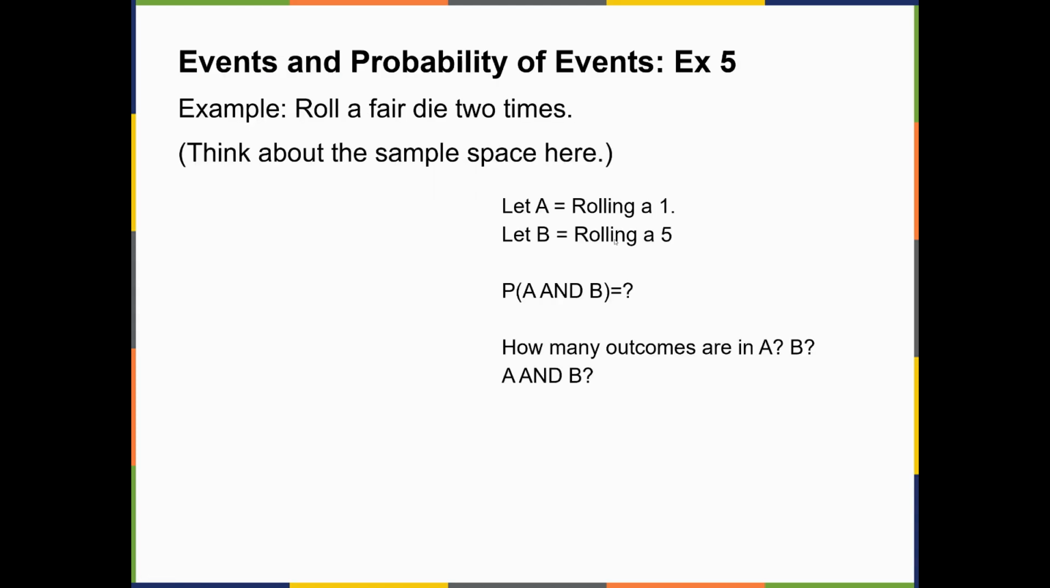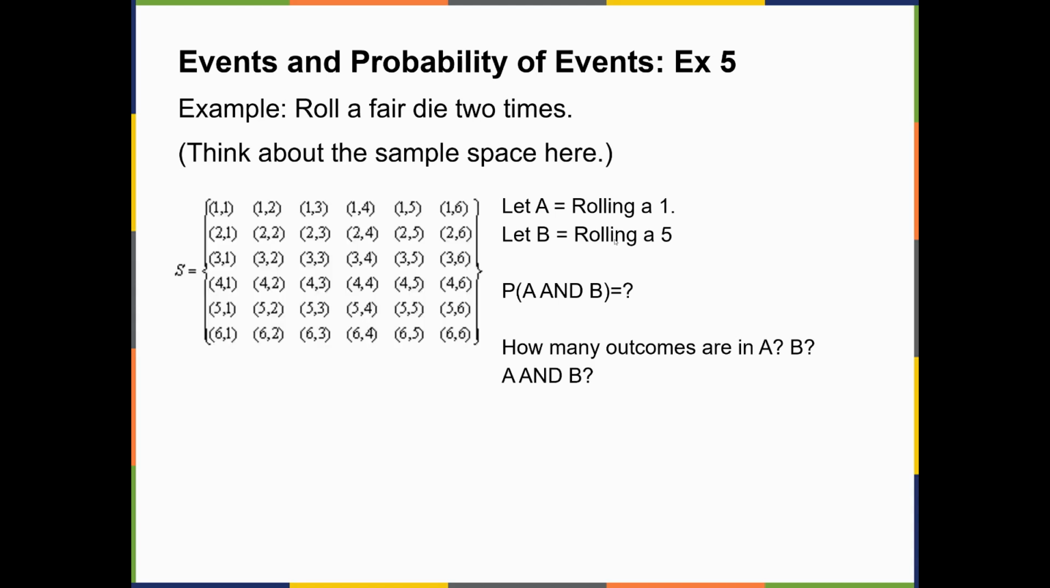Let's try this for an example. Let's think about rolling a fair die 2 times. Think about what our sample space is here. It's our sample space, right? I wrote it all out for you so you can easily look at it. Let's say A is rolling a 1 and B is rolling a 5. What events are in A and B?